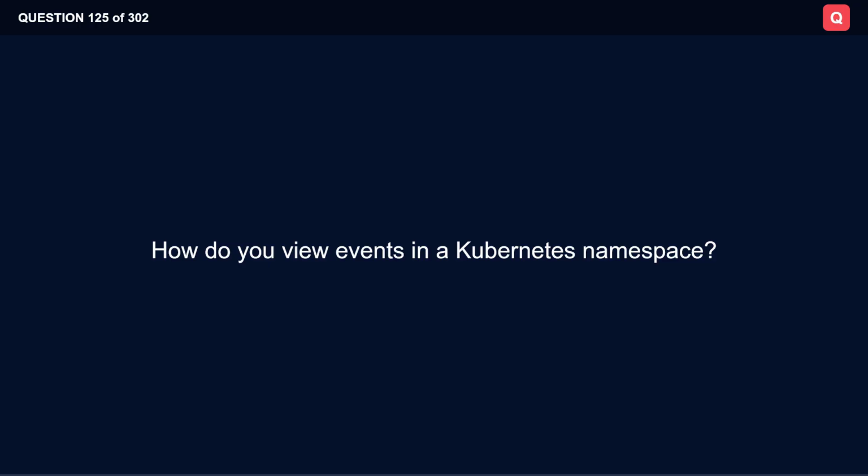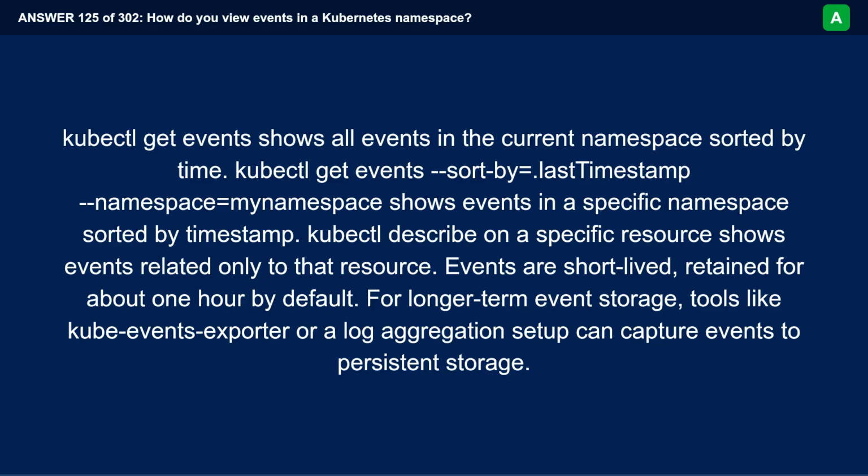How do you view events in a Kubernetes namespace? kubectl get events shows all events in the current namespace, sorted by time. kubectl get events --sort-by=.lastTimestamp -n my-namespace shows events in a specific namespace sorted by timestamp. kubectl describe on a specific resource shows events related only to that resource.